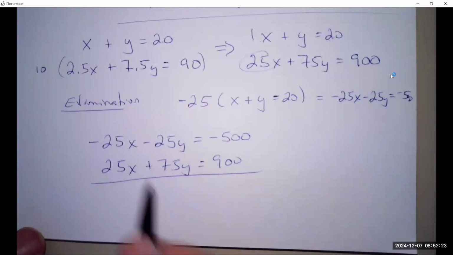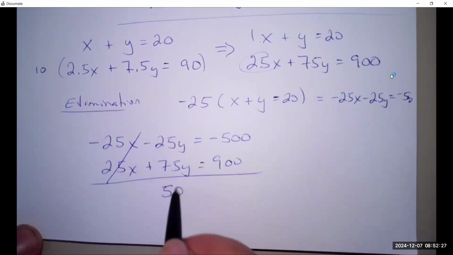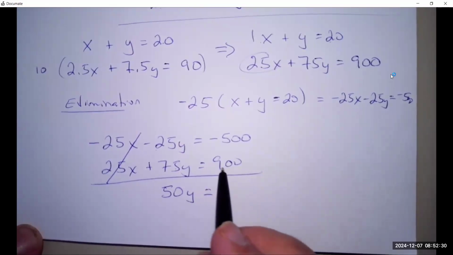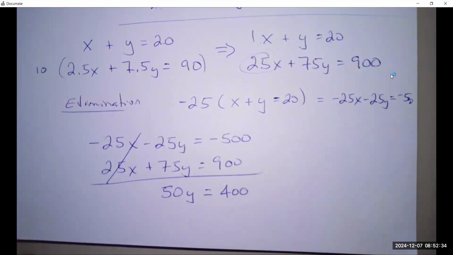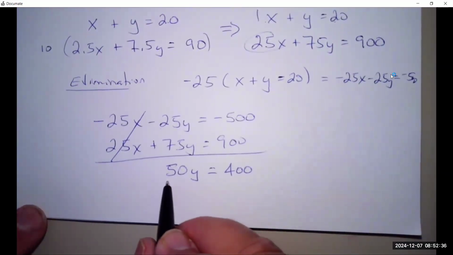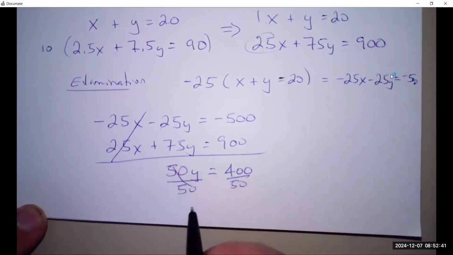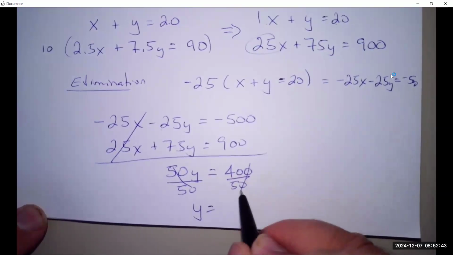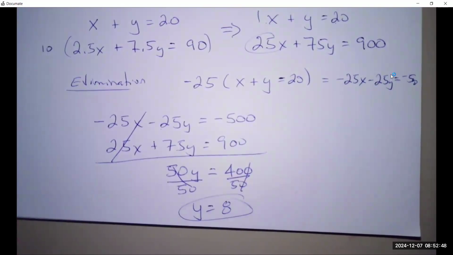Add these two lines together. The x's cancel. 75 minus 25 is 50. 900 minus 500 is 400. Divide by 50. Zeros count. 5 goes into 40 8 times. So we know what y equals.